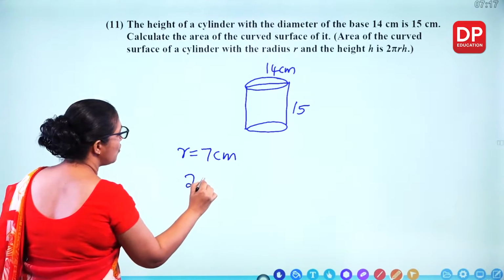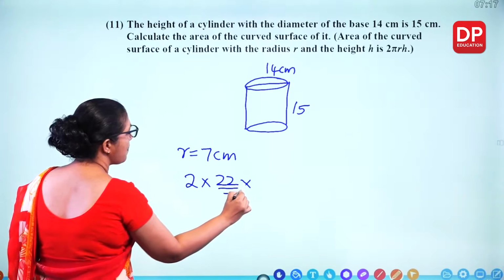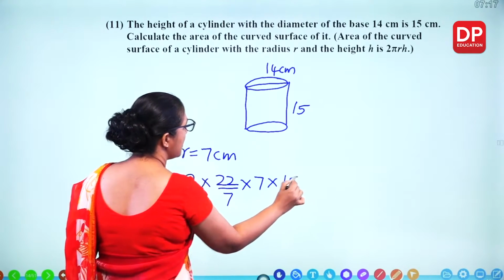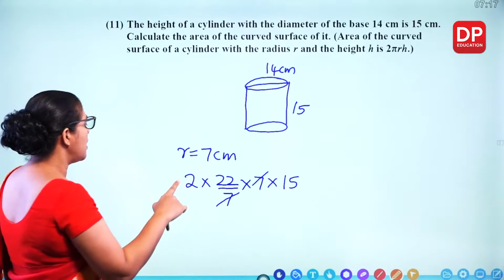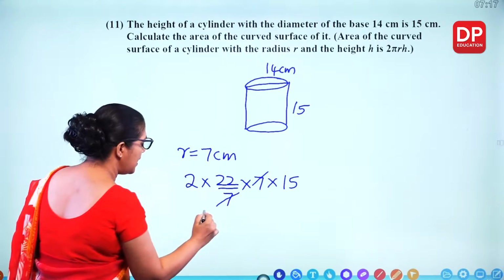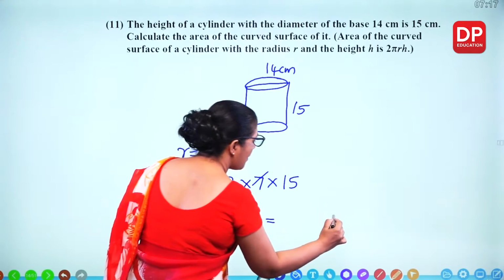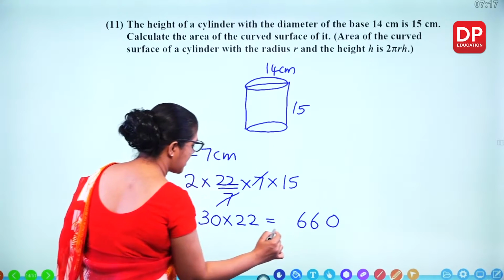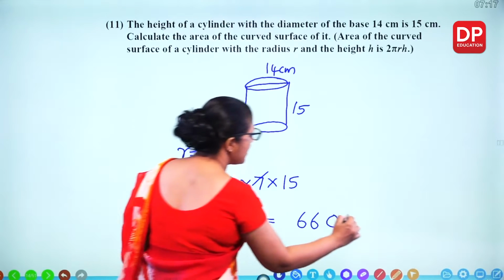So apply 2 pi. Pi you can take 22 over 7. r is 7 and h is 15. 7 gets cancelled out. So you get 2 times 15, 30. 30 times 22. Multiply by 3, here 6 and 6. So 660 square centimeters.